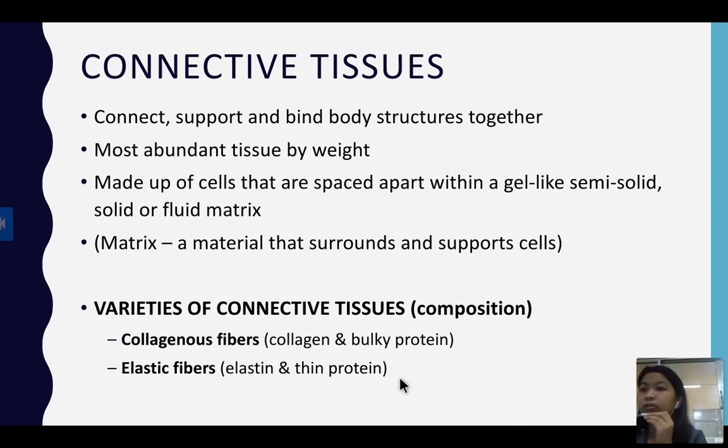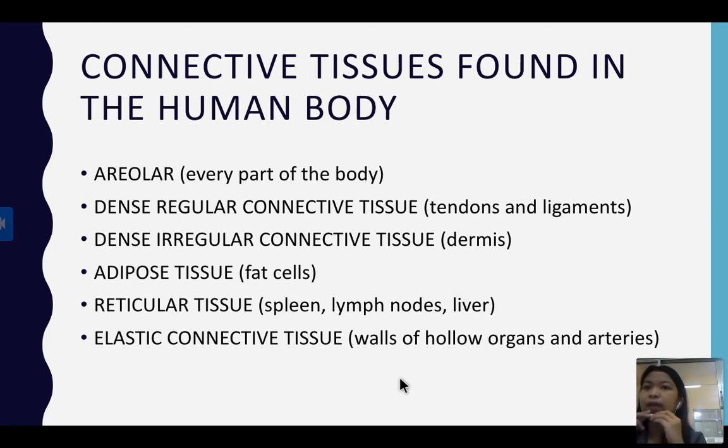And then, we also have here the different connective tissues that are found in the human body. Number one is areolar. Areolar is found in every part of the body. So what does it mean? This tissue surrounds and separates structures in every part of the body. It forms a thin membrane with ample space for blood vessels to pass through. This is composed of both collagenous and elastic fibers.